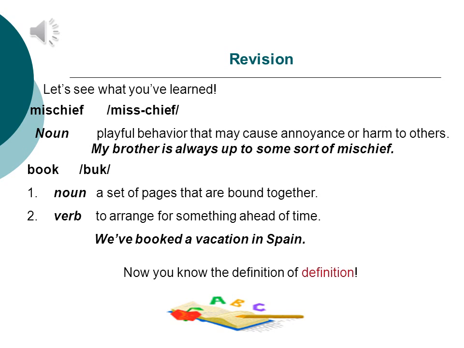Now let's imagine we are looking up the word book. So we see the pronunciation between the two slashes or brackets or parentheses. As a noun, it's a set of pages that are bound together. As a verb, it means to arrange for something ahead of time. An example will be, we have booked a vacation in Spain. Now you know the definition of definition.